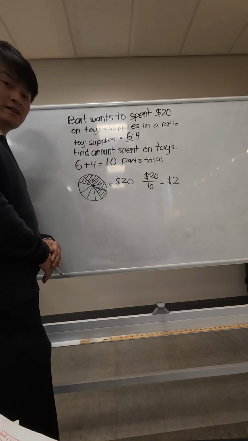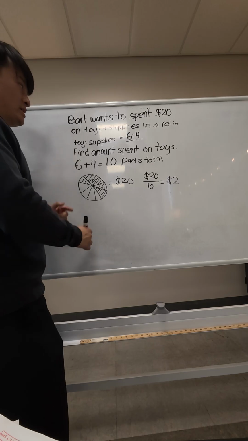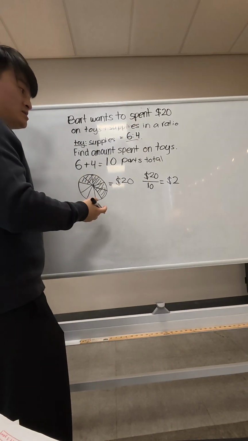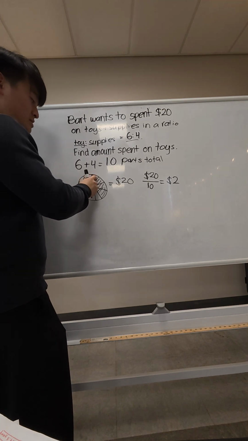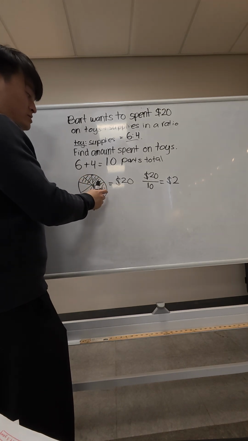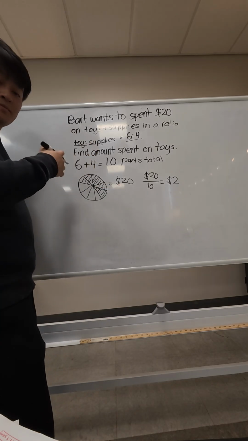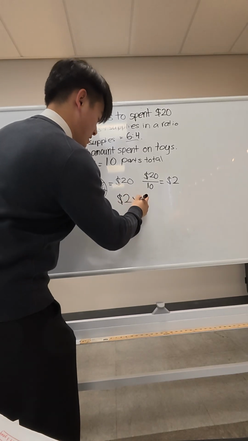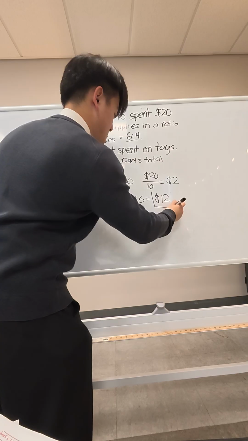Now I can use that to find out how much I spent on toys. I look at the ratio and I notice that for toys, it's going to be 6. So all I'm going to do is count. This is $2, this is $2, this is $2, this is $2, this is $2, and finally, this is $2. What can I do with all of that? All I can do is multiply $2 times the 6 slices. That would give me a total of $12.